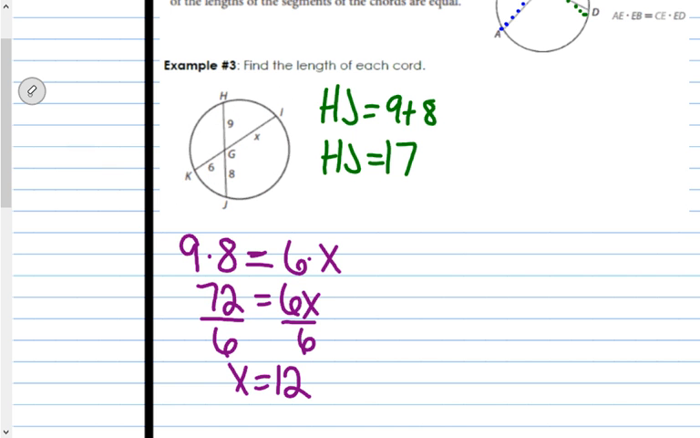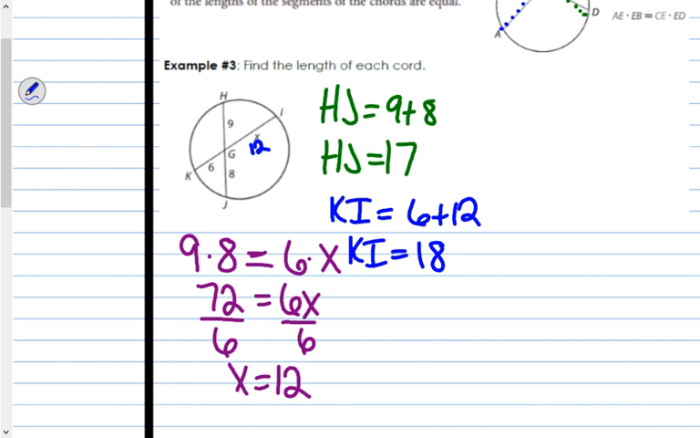So x equals 12, and I need to go back in and plug it in to find the length of KI. So 6 plus 12 is 18. KI is equal to 6 plus 12. KI is equal to 18. Now you may be thinking, but Miss Locke, HJ is 17, KI is 18.